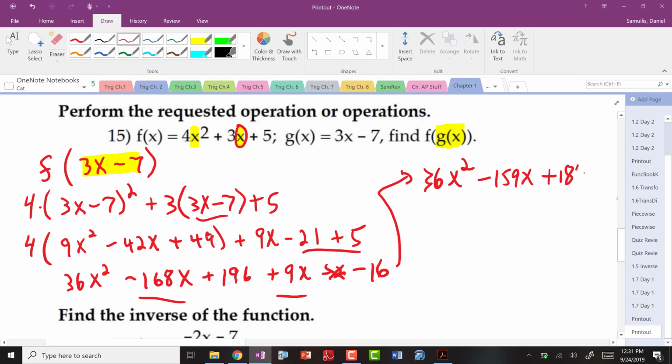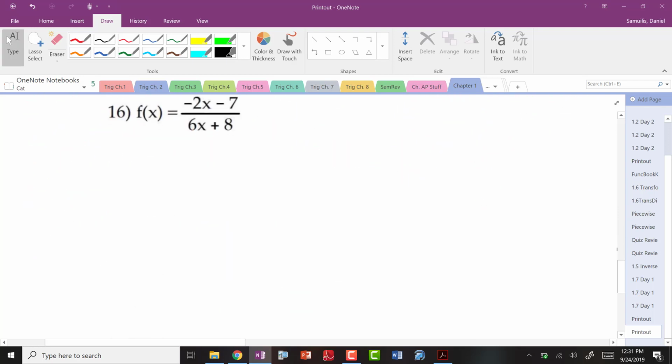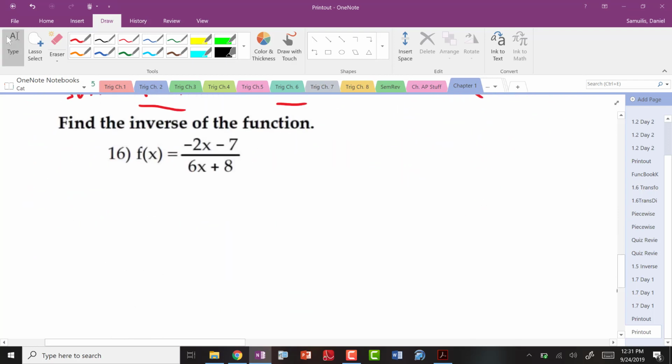And no, you don't set this equal to 0 and then start solving and getting x equals. That's not what this says. It just says perform the requested operation, which is simplify. There's no solving going on. Let's move on.